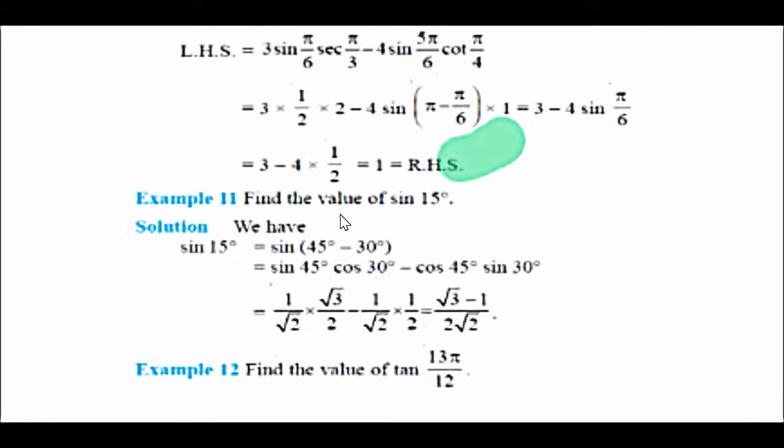Example 11, find the value of sin 15 degree. Sin 15 degree. So sin 15 degree is what?